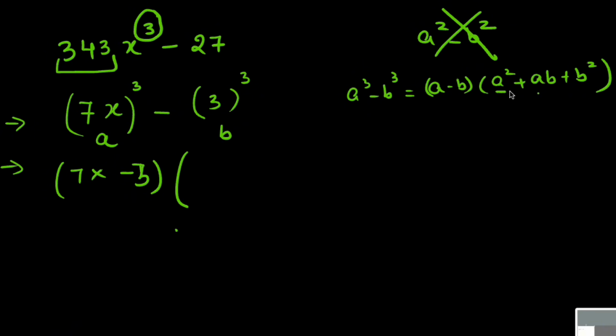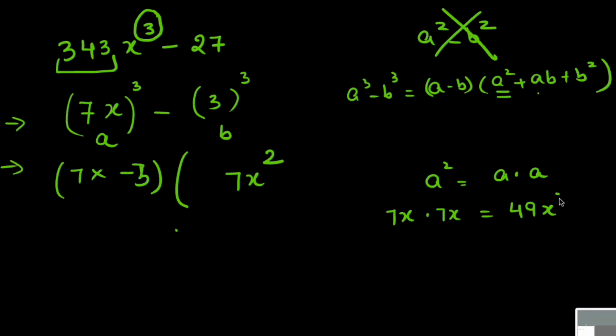For the second part, we need to find A square. Now the most common mistake, and I have mentioned this many times in my math fails as well, is squaring only the number. That's not what we are doing. A squared means A times A. And if your A is 7x, then it means 7x times 7x. So I need to put a parenthesis around it.